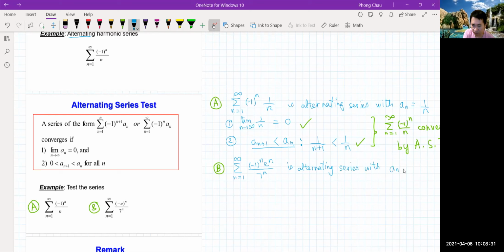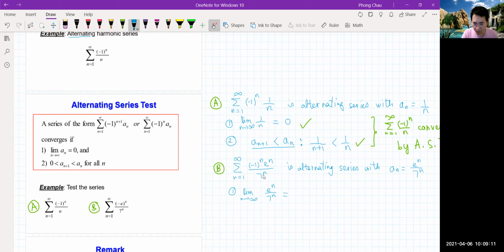In this case, the a sub n is a bit complicated. It's e to the n over 7 to the n power. Now checking conditions. Check condition 1. Well, condition 1 is a limit of a sub n, which in this case is e to the n over 7 to the n. Is the limit equal to 0?